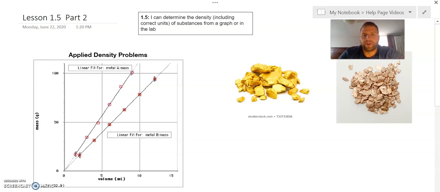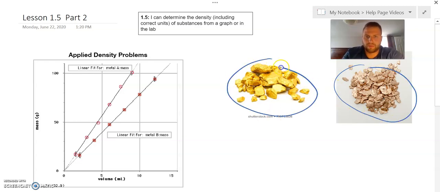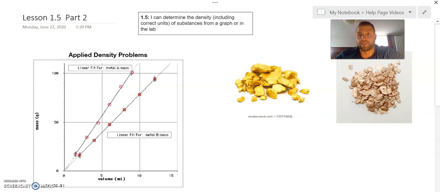To the right of the screen here, you can see that there are two metals displayed. There are coarse chunks of each, and we can tell that the chunks each have different sizes, even though they're part of the same metal. If I want to find the density of an object, remember, density is equal to mass divided by volume.